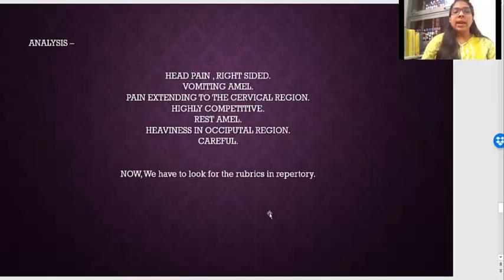analysis is head pain right-sided, head pain, vomiting, amelioration. The pain is extending to the cervical region. The patient is highly competitive. The head pain is ameliorated while rest, and there is heaviness in the occipital region, and the patient is very careful regarding it. So these are the very important points, and your repertory should have all these rubrics. So now we will look for these rubrics in repertory.